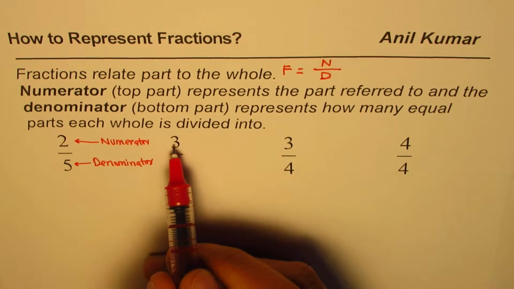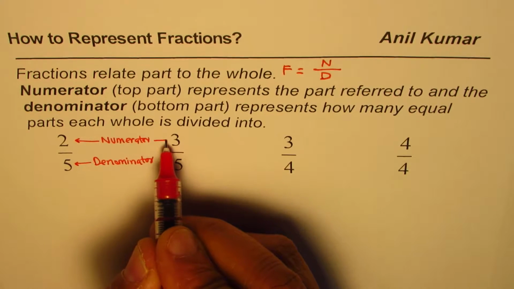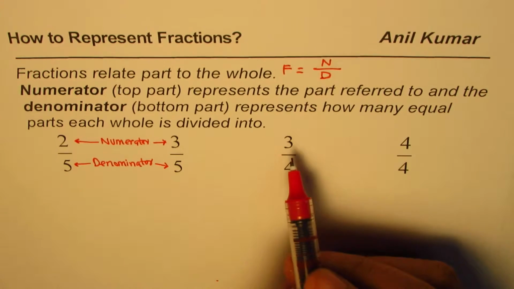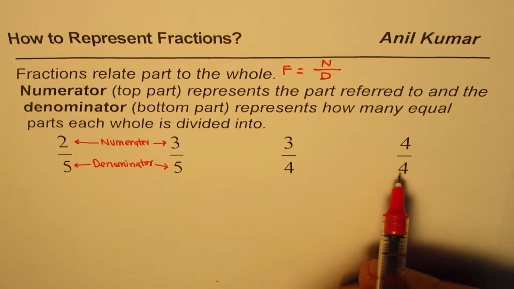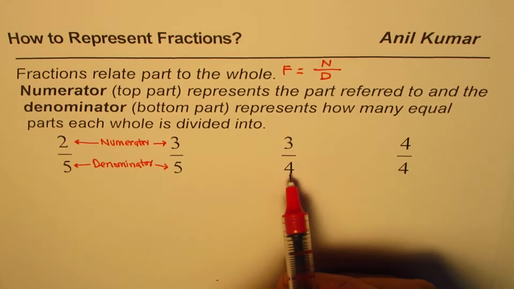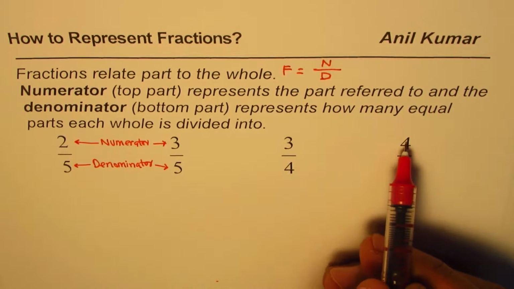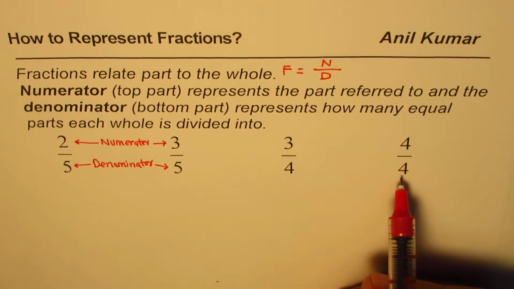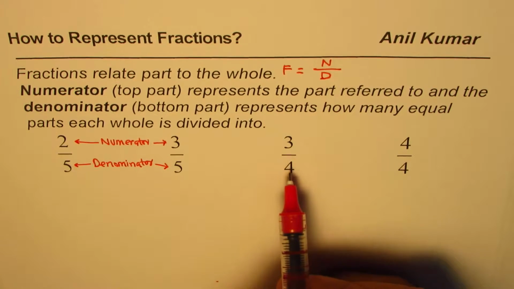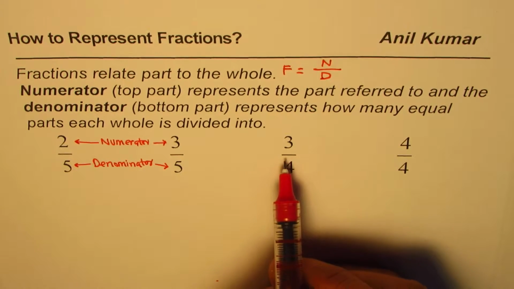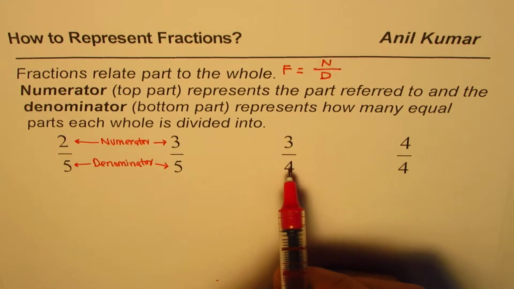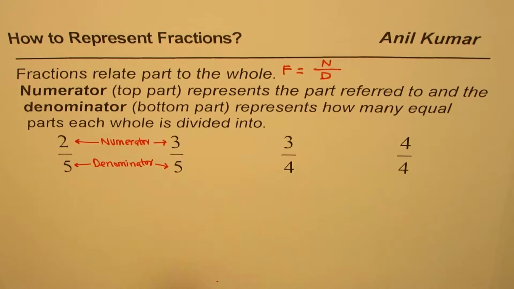Similarly, if I say 3 over 5, then 3 is the numerator and 5 is the denominator. Correct? In these fractions, 3 over 4 and 4 over 4, what is this 3? Well, this 3 is the numerator and 4 is the denominator. Correct? Here, 4 is the numerator and 4 is the denominator. So I think we have understood how to write a fraction. Fractions are normally written with this kind of a bar, where the number on the top is called the numerator and the number below it is called the denominator.